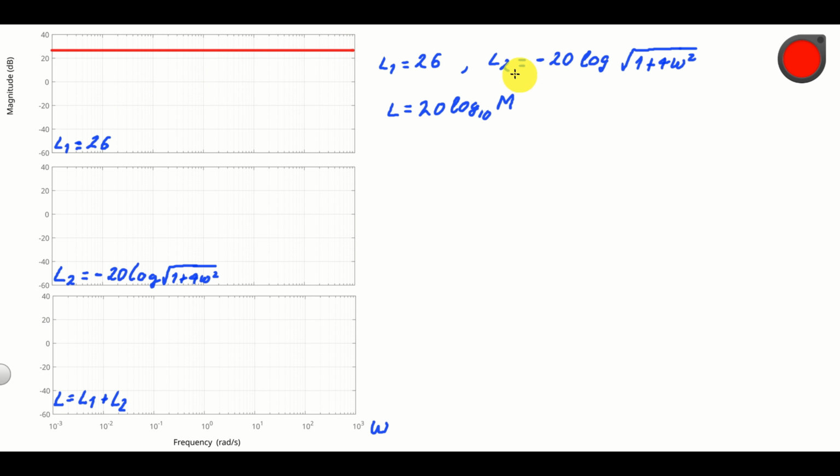Next, we explain how to sketch L2. We will sketch L2 by using asymptotes. And to define the asymptotes, we need to define one additional frequency. The name of this frequency is the break frequency. And I will write it over here because this is very important. Break frequency. Break frequency is also called the corner frequency. And let's define this frequency.